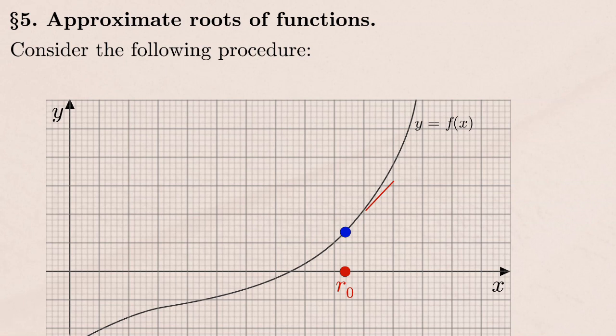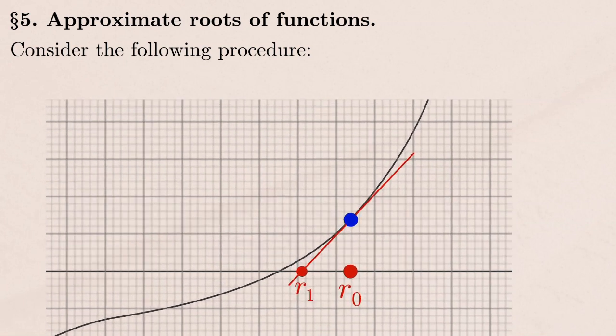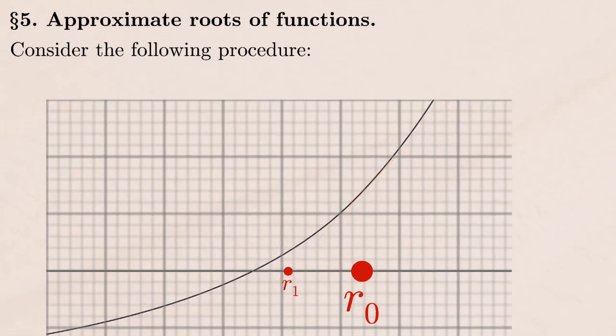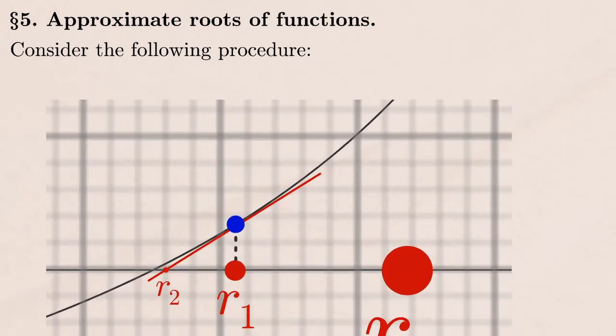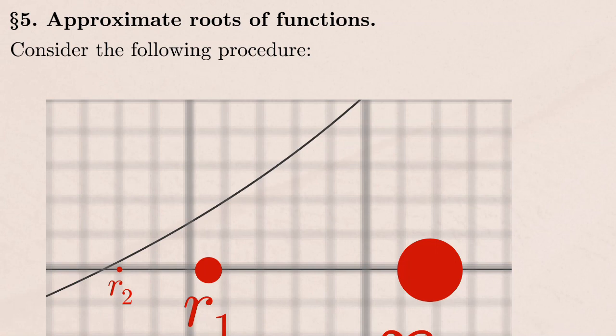Now, if I draw the tangent line to our curve at this point, and I look at where that tangent line intersects the x-axis, say r1, well, this also isn't the root, but it's much closer to the root. And we can zoom in and repeat the procedure. Find the point on the curve corresponding to r1, draw the tangent line through it, see where it cuts the x-axis, and call that point r2. This is now much closer again. And we can zoom in again, find the point on the curve corresponding to r2, and so on.